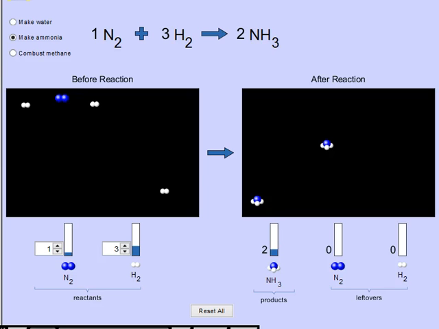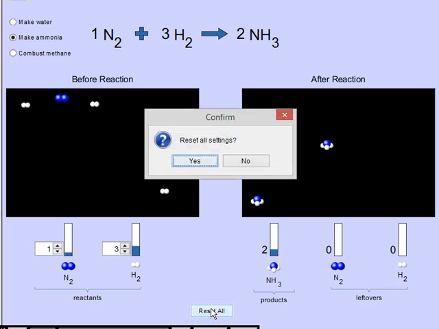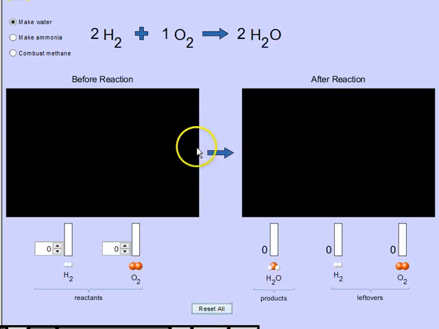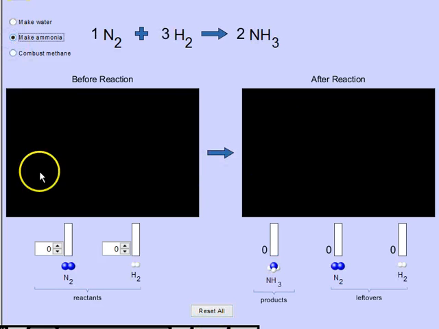Okay, now I'm going to just hit reset all and take another example with the same ammonia setting. I will start with 2 molecules of nitrogen and 4 molecules of hydrogen. What do you think is going to happen? Predict it, and then we'll see.